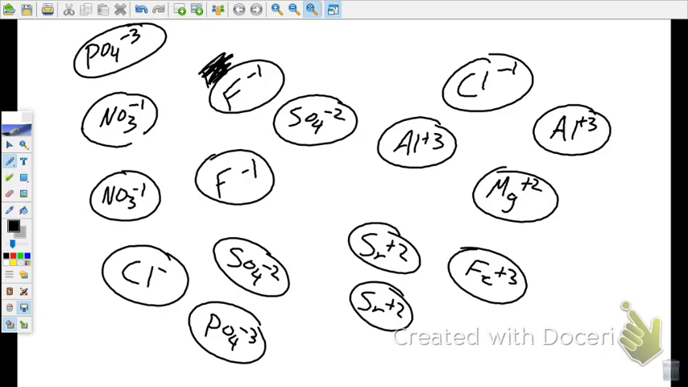Okay, so look at the positives. Here's aluminum. What did it have to do to get its charge? It lost 3. Magnesium lost 2. We better put some in here that lost 1, so let's do potassium.